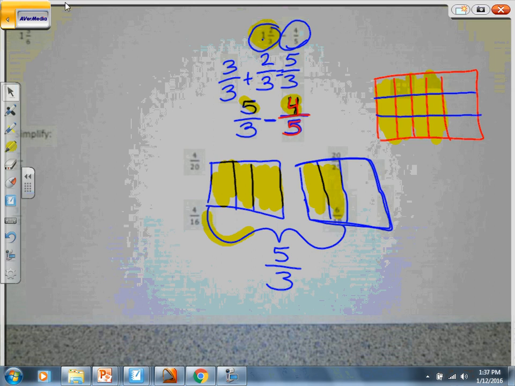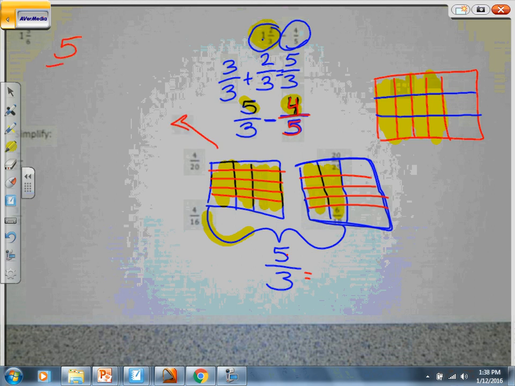And my red was 5 units. So I'm going to take it and break my blue into 5. 1, 2, 3, 4, 5 units. Perfect. So now I have a total of 15 units, and you can go ahead and count them. So therefore, 5/3 changes. I'm going to look over here.